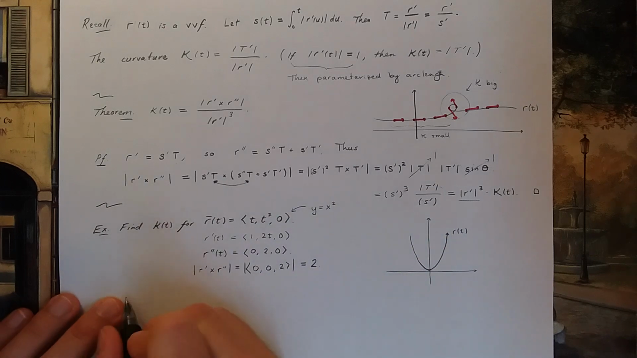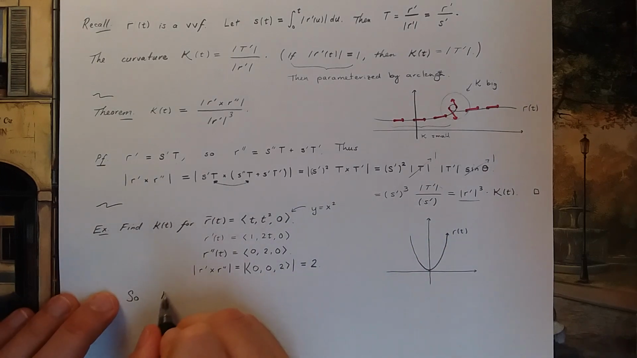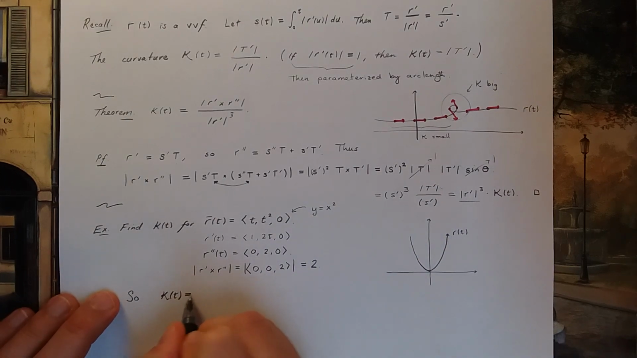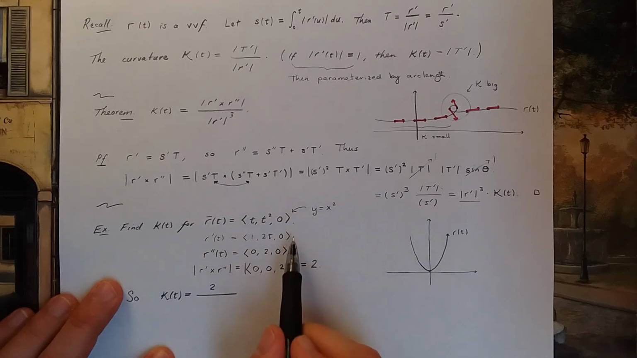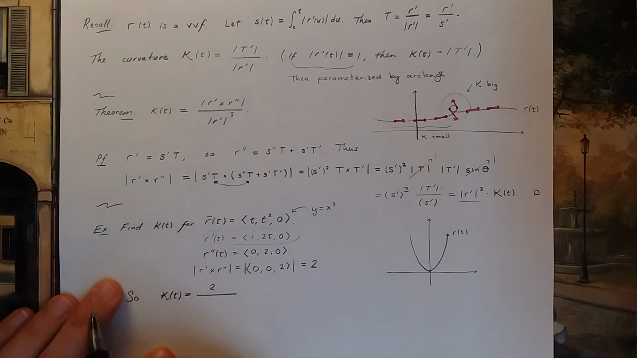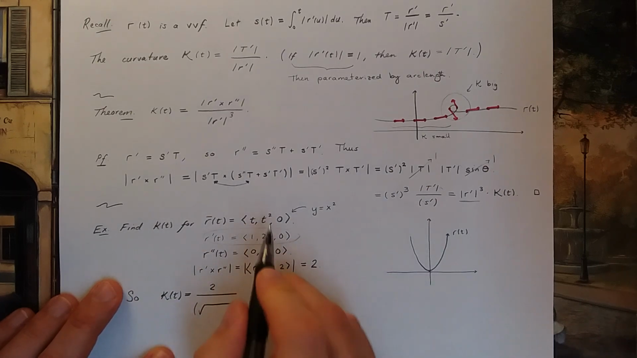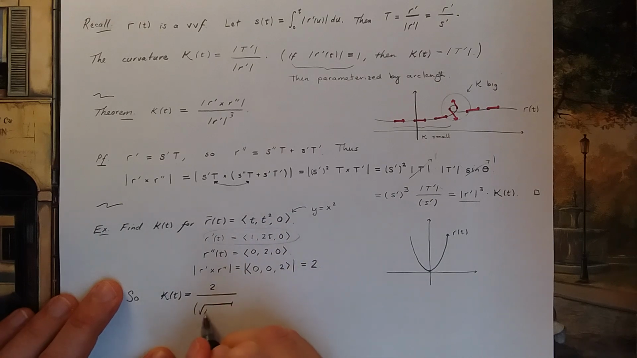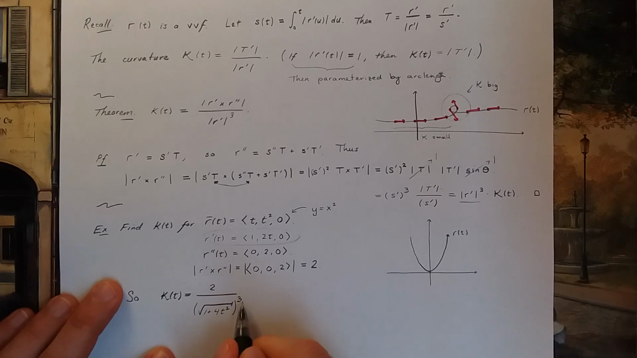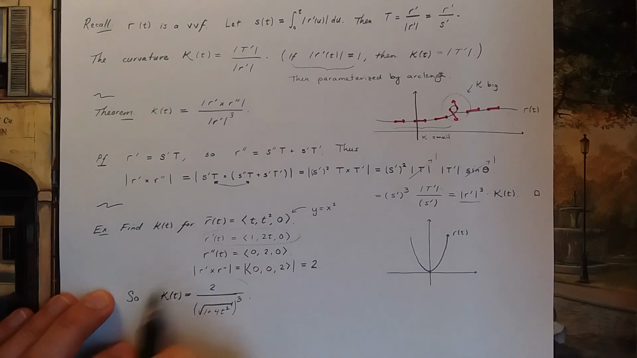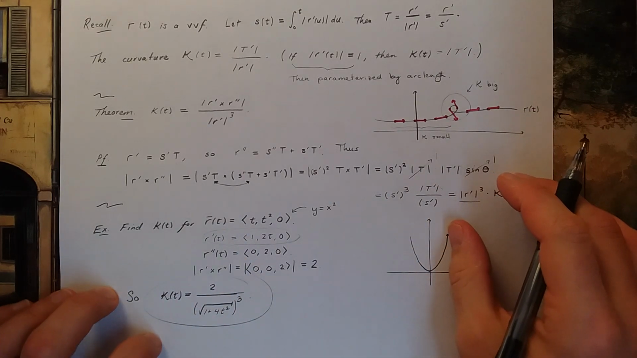So therefore, the curvature kappa is equal to 2 divided by the length of this vector cubed. So the length of that vector is 1 plus 4t squared in the square root. Cube that, there's my curvature.